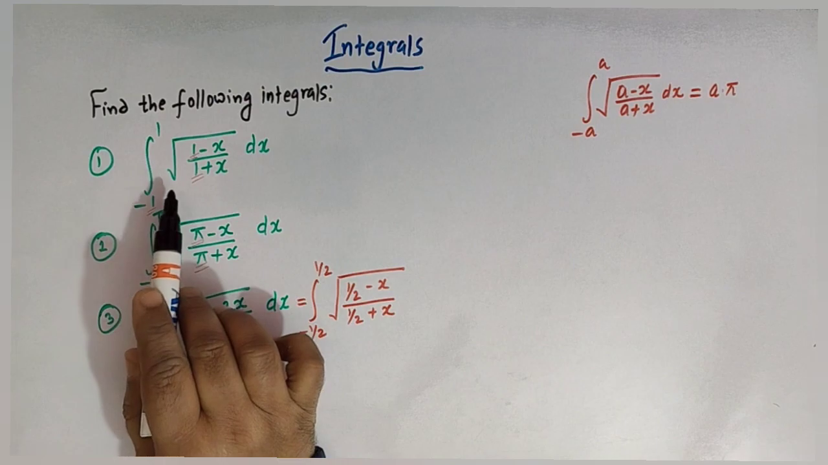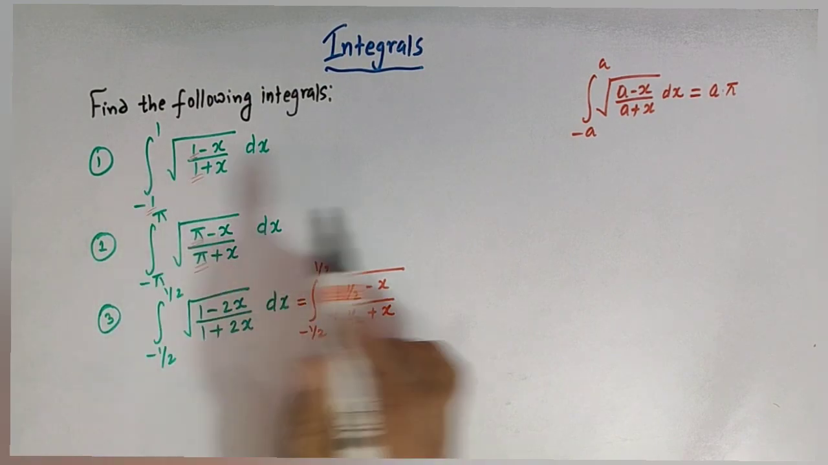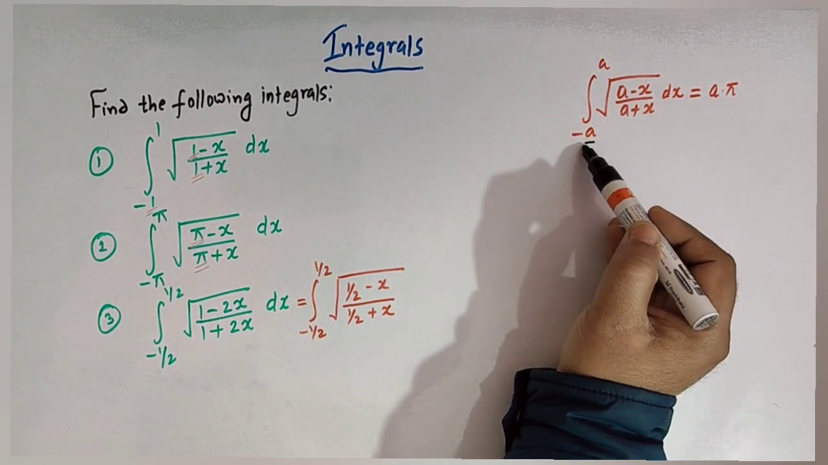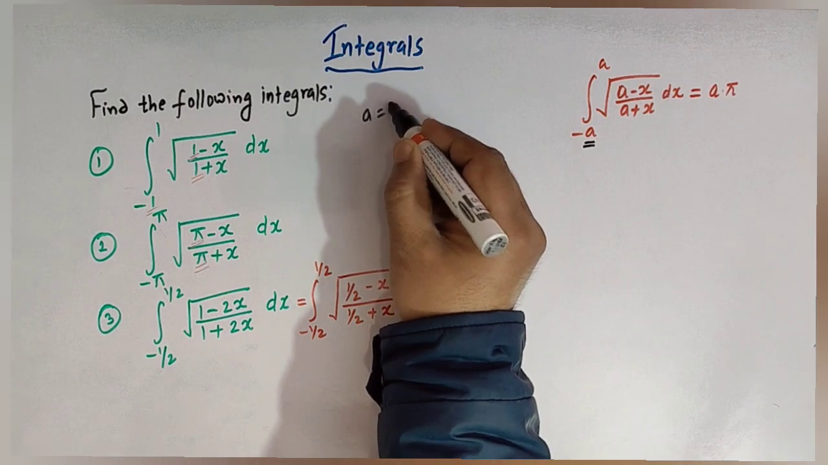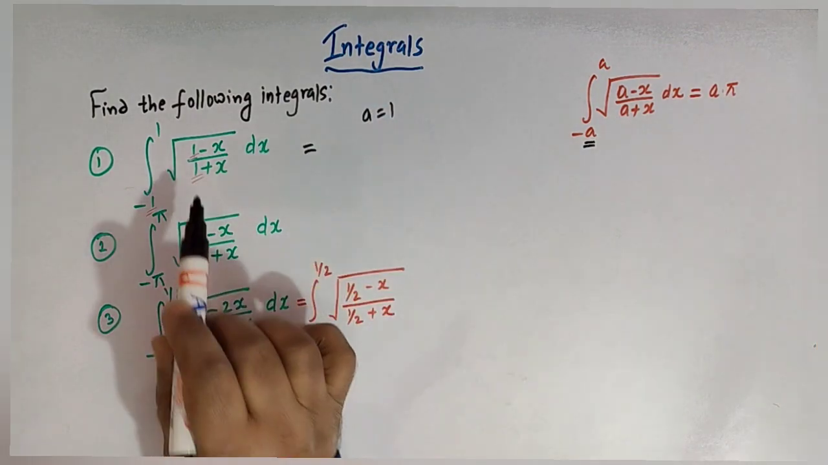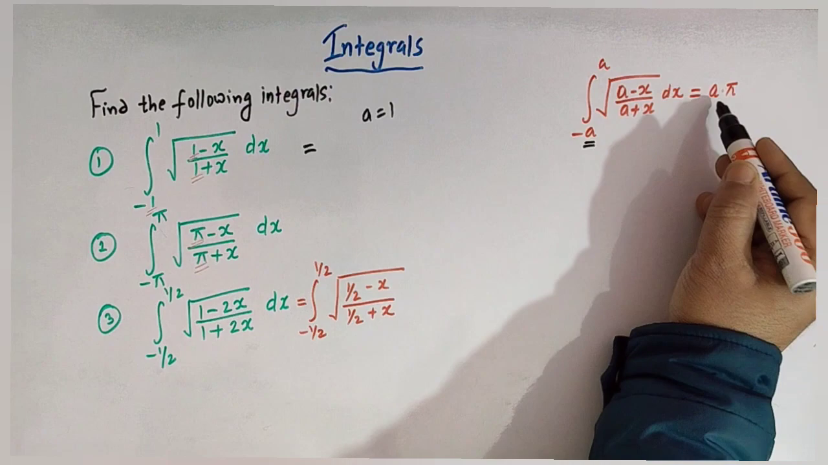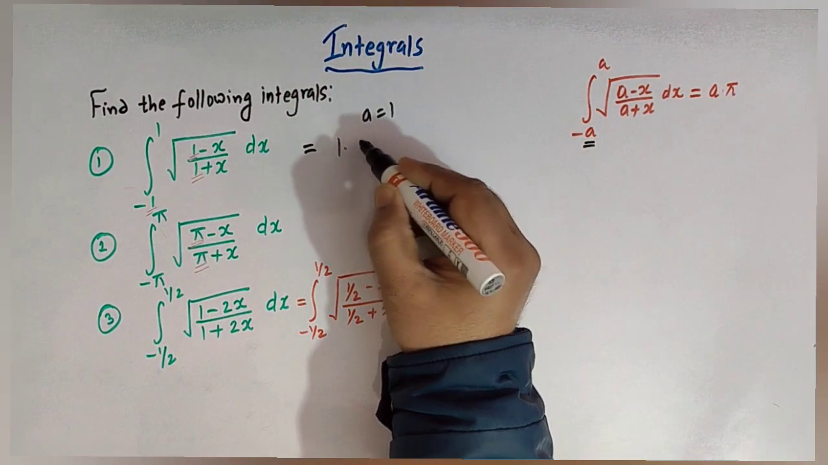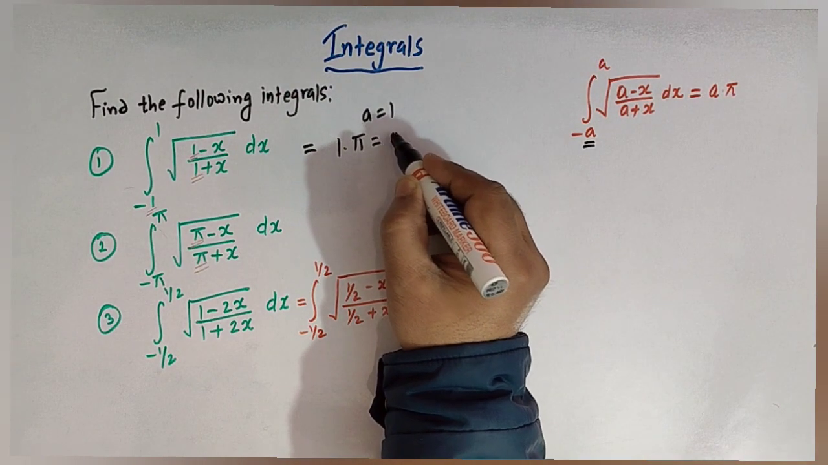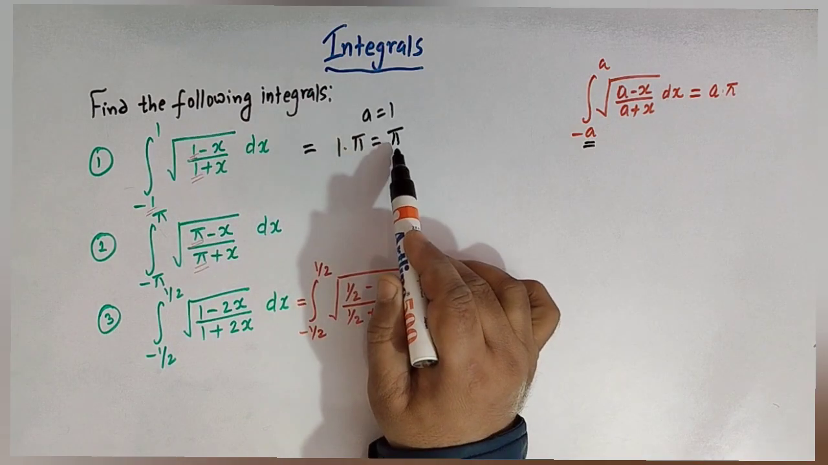So now in the first integral, we see that we have the value of a as 1, right? So the direct value of this integral is a times pi. So we have 1 times pi, that is equal to pi. So the value of this integral is pi.